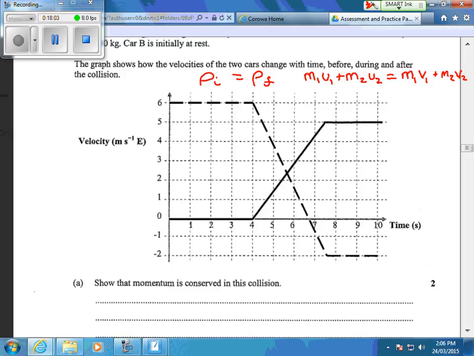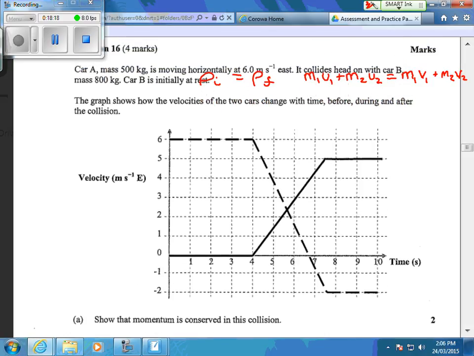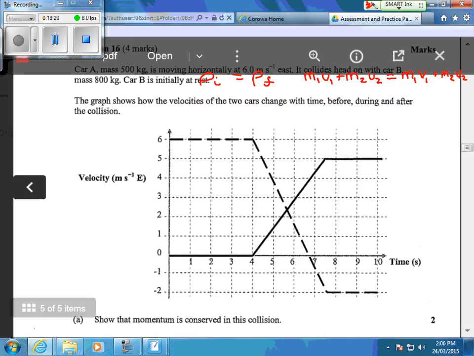So in the first case, here's car 1. What is its initial velocity? 6 meters per second east. And what is its mass? So its initial momentum is 500 times 6, which is 3,000 kilograms meters per second.